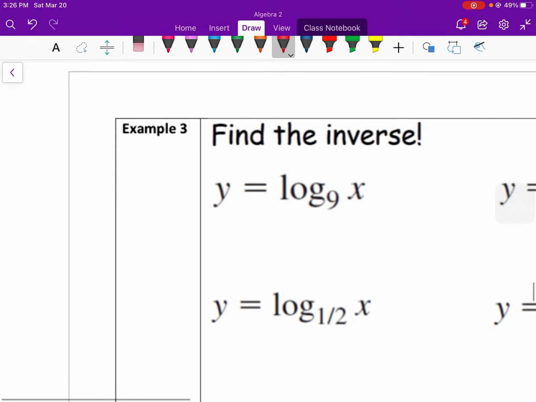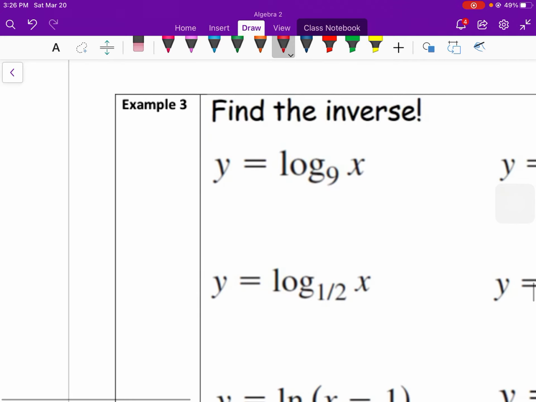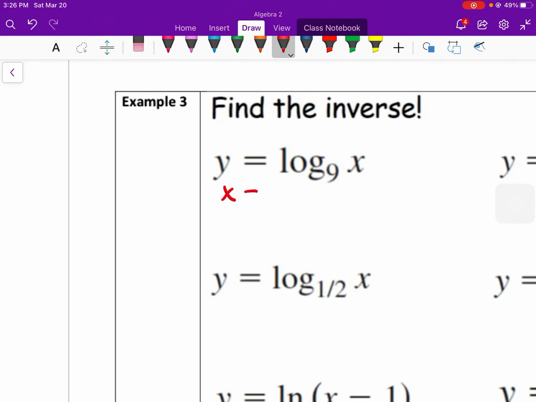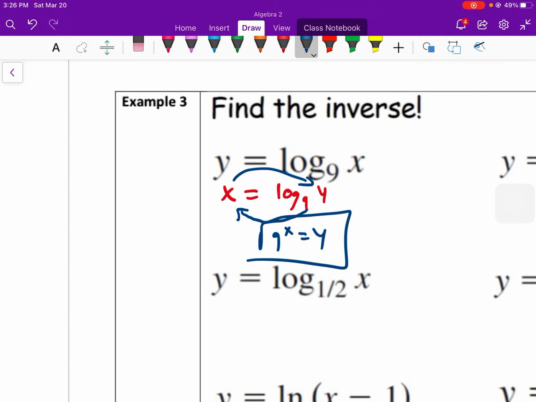Find the inverse, so more practice here. Again, we're going to switch x and y. x equals log base 9 of y. So we're going through the same steps we've been doing. 9 to the power of x equals y. And that's it. That's the inverse function of that one on top.